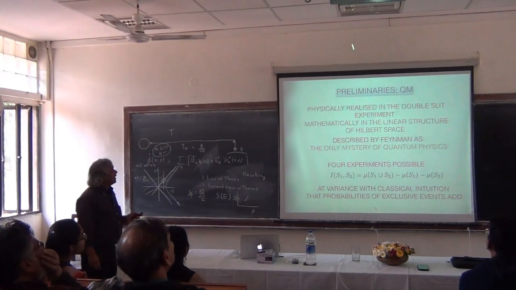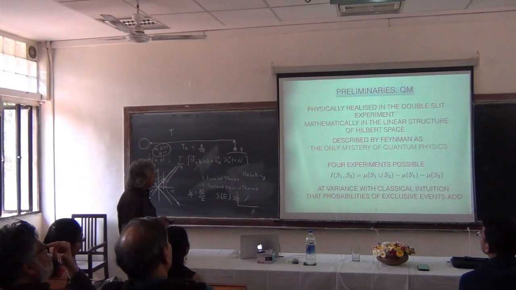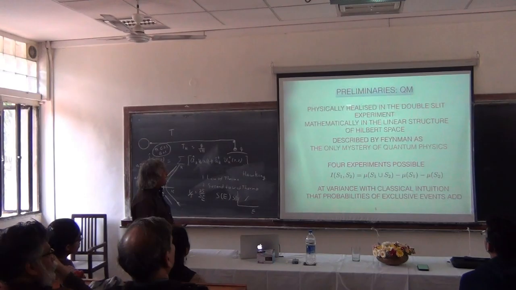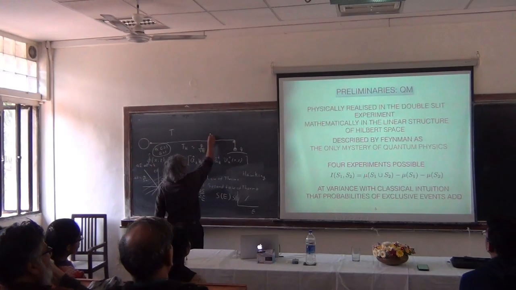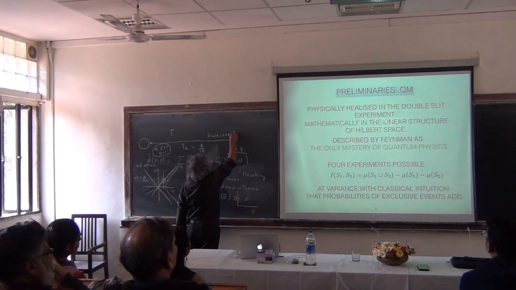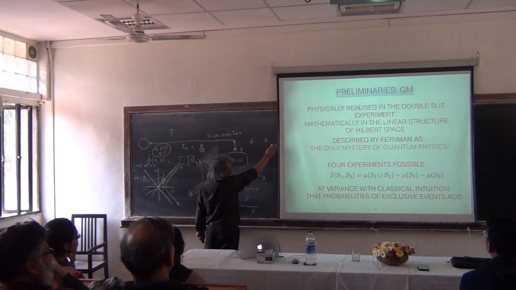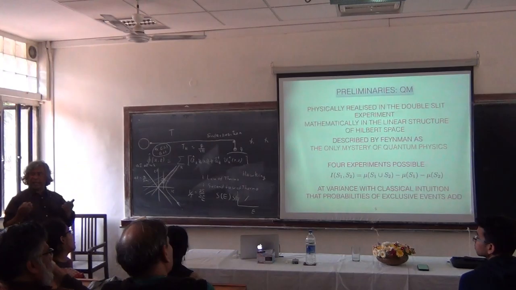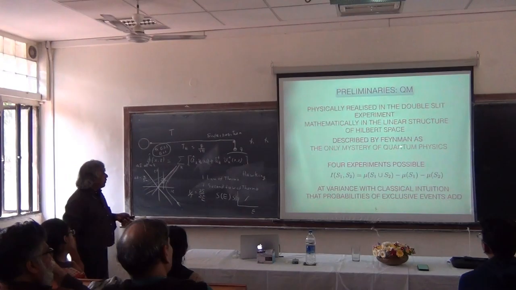Now, quantum mechanics is generally considered to be a very confusing theory, and Feynman has emphasized this in many cases. It's physically realized in the double slit experiment, and mathematically in the linear structure of Hilbert space. All the troubles come from something called the superposition principle. It's the idea that if one state is allowed and another state is also allowed, an arbitrary linear combination of these two is also allowed. So given two states of quantum mechanics, you can superpose them. It's absolutely fundamental to quantum mechanics, but it's also very disturbing to a classical physicist for reasons that I will explain.